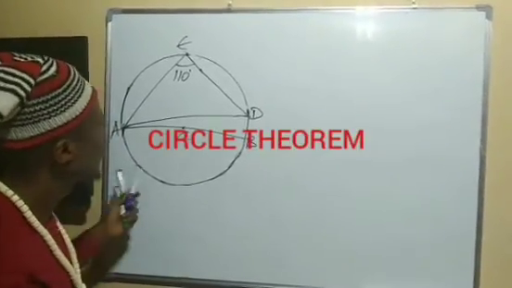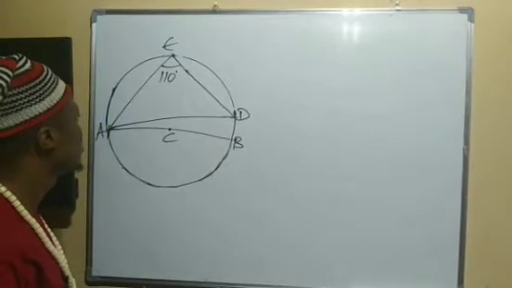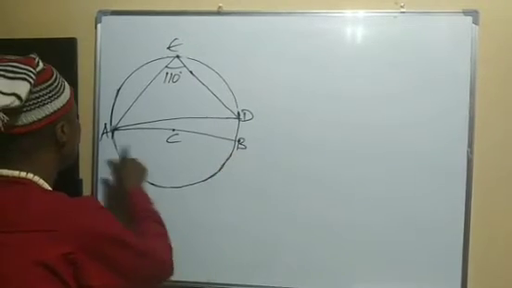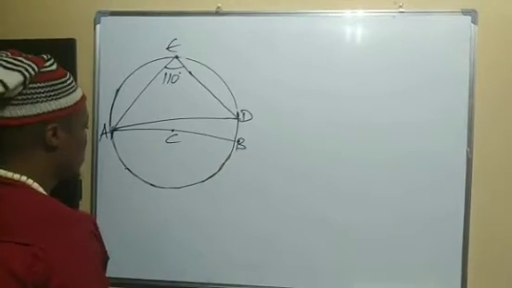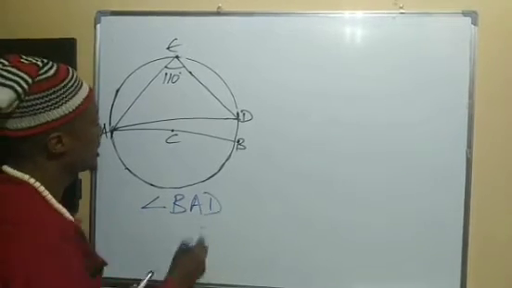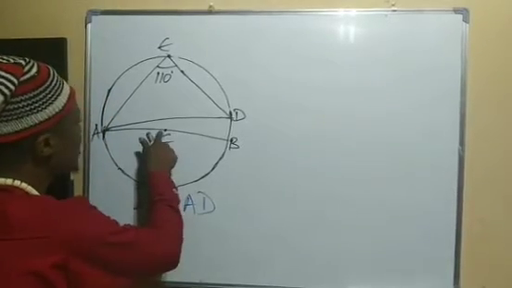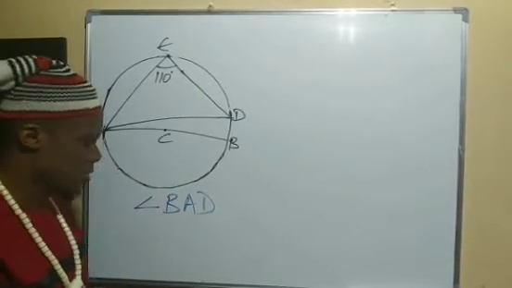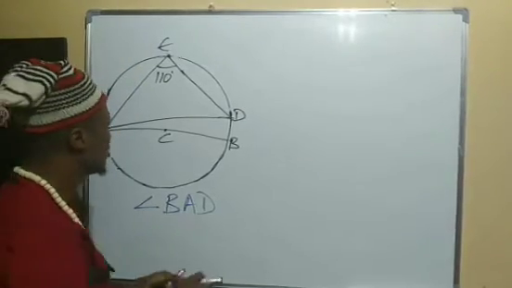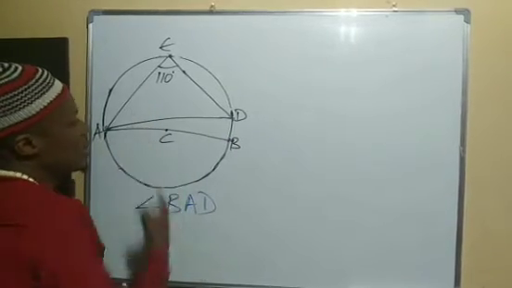So this is the second question of this episode. We are asked to get the value of angle BAD. That is the instruction from the question. And we are told that this C here is the center of the circle. If that is so, we suspect angle in a semicircle. And this is the chord that forms the angle at the circumference.